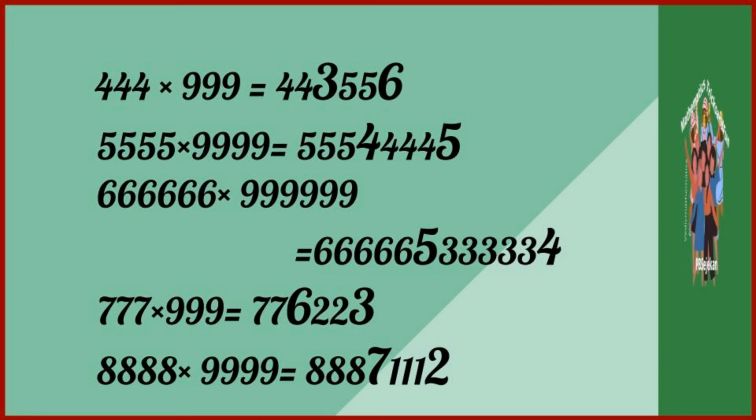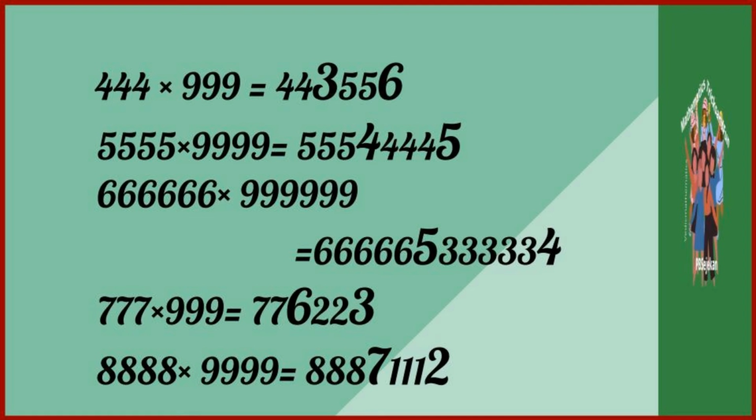444 multiplied by 999. Now 4 multiplied by 9 is 36. So that the answer is 443556. When 4 5's are multiplied by 4 9's, the answer is 55544445. However long the calculation is, if you apply the code, you can solve it very quickly.